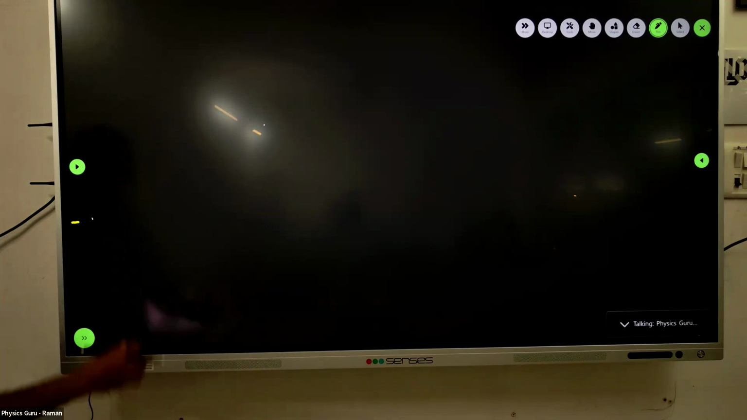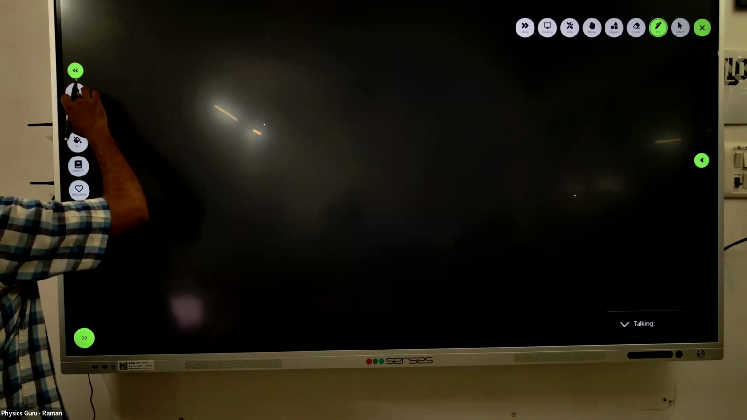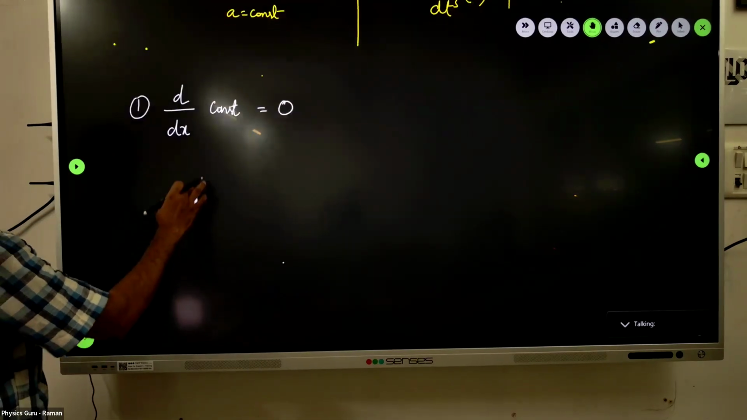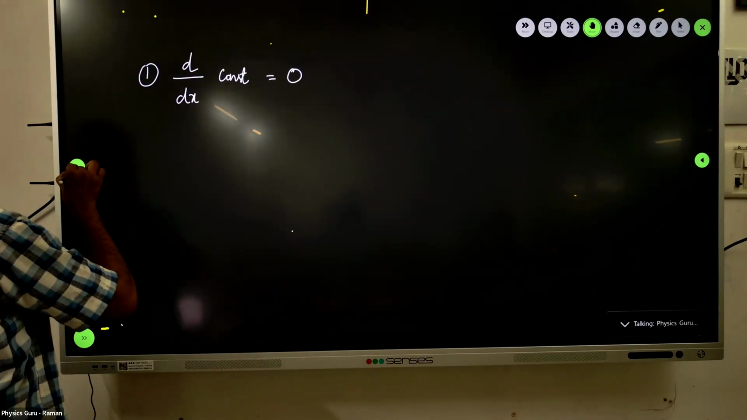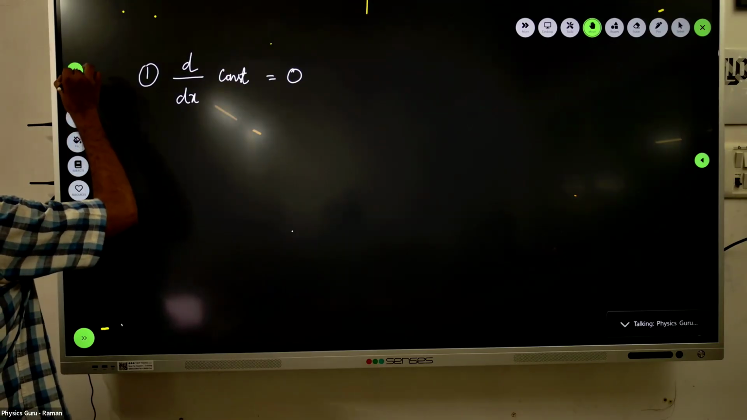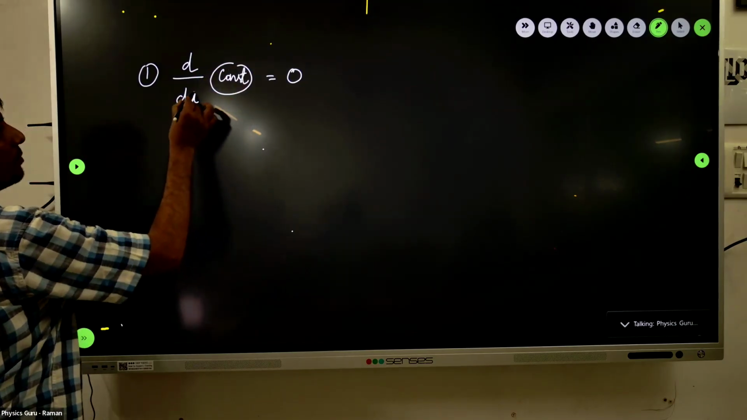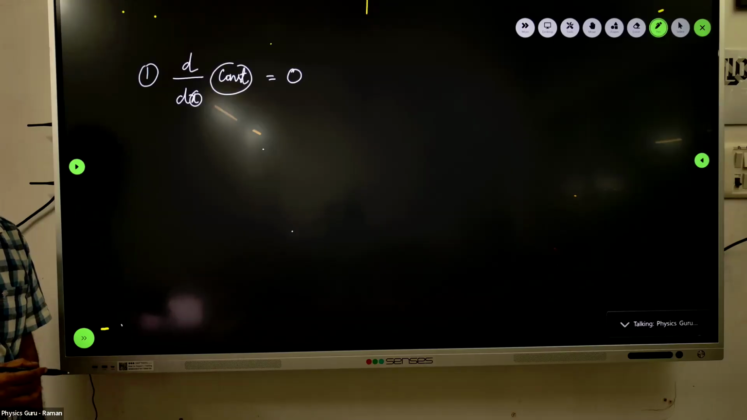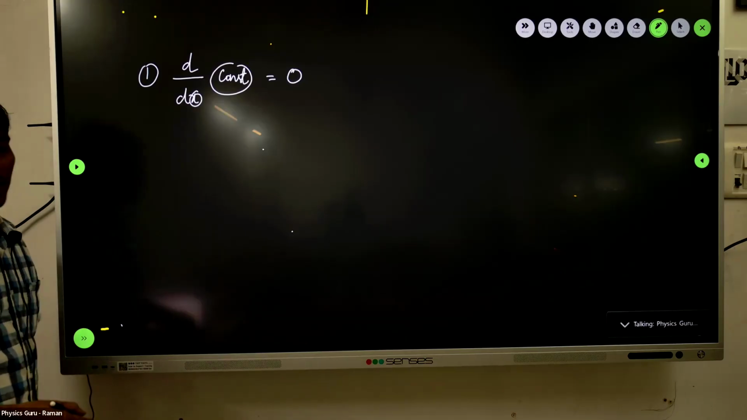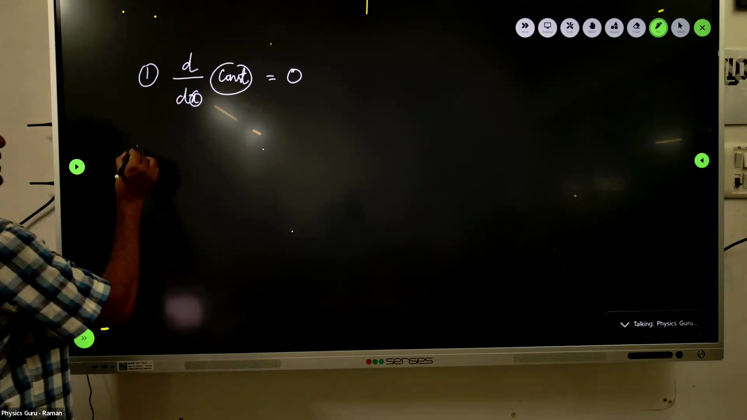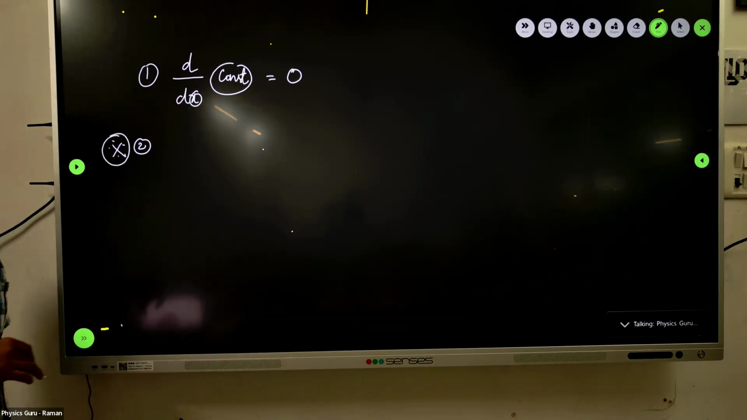What did we see d by dx as? The variation in this particular quantity with variation in this quantity. That's what we generally call differentiation, right? So now let's take it. This should be equal to 0. And the second equation that we learned, a very, very important equation.